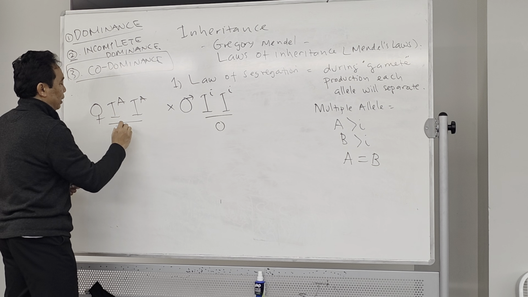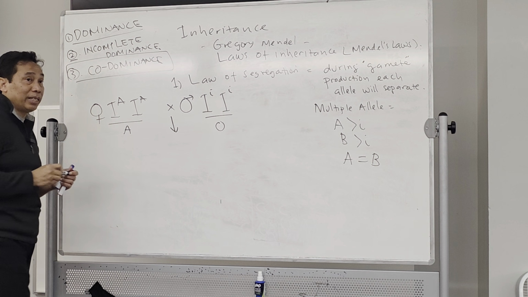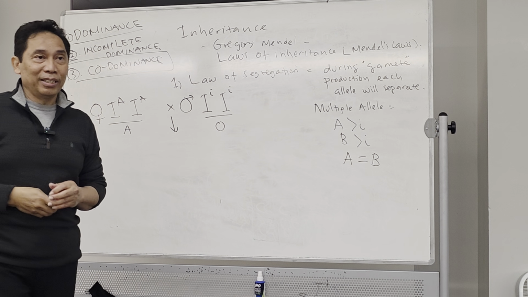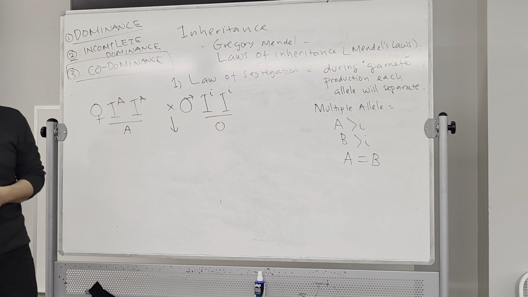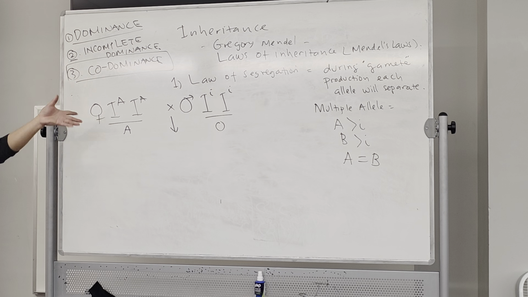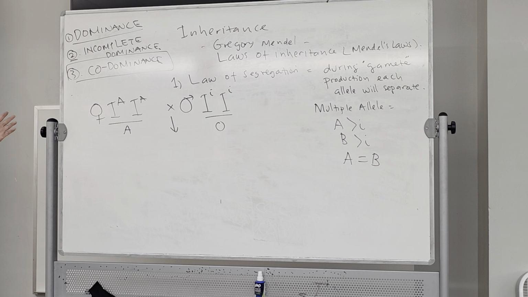O, this is A. Now, let's say in the exam, I'm asking you, how many children will be O blood type? If you use a Punnett square and follow the way to check the inheritance of the children, you should be able to answer this right away. If the father is O and the mother is A, how many children will be O?